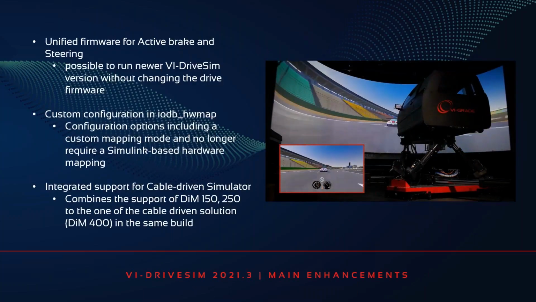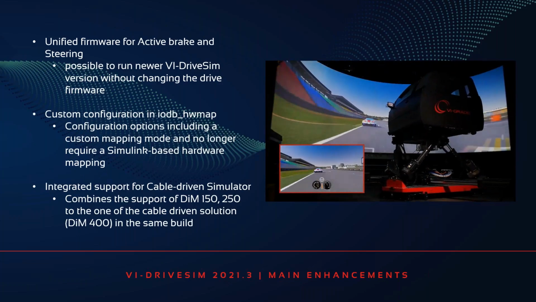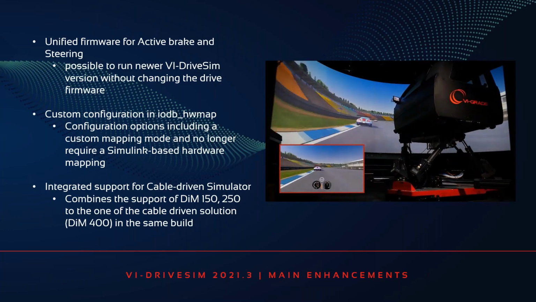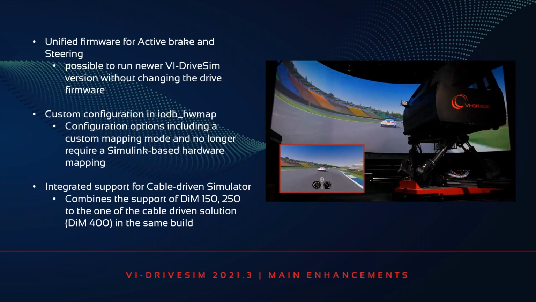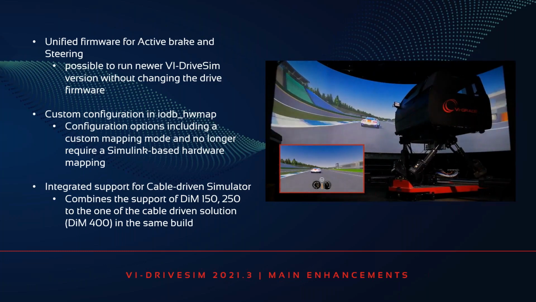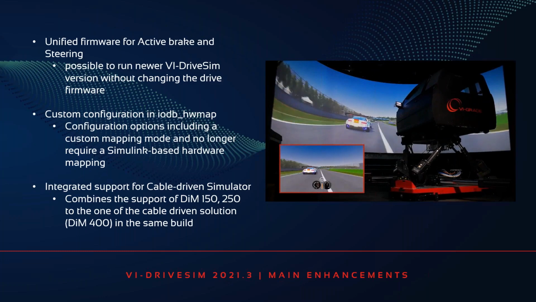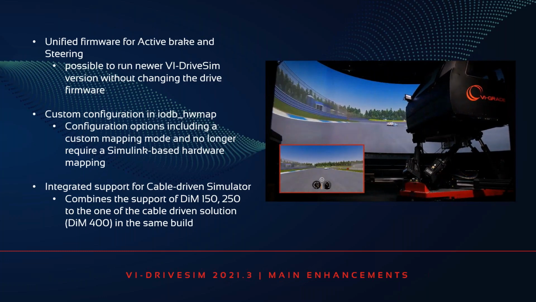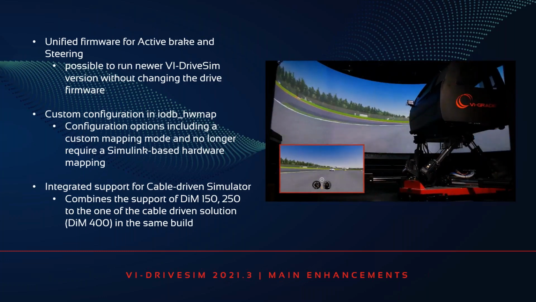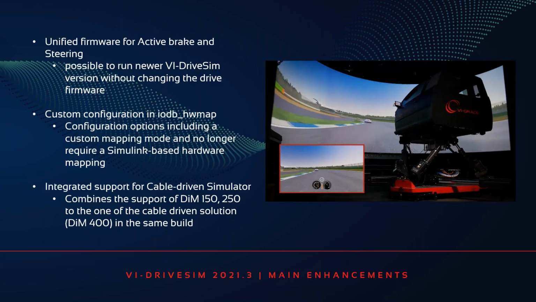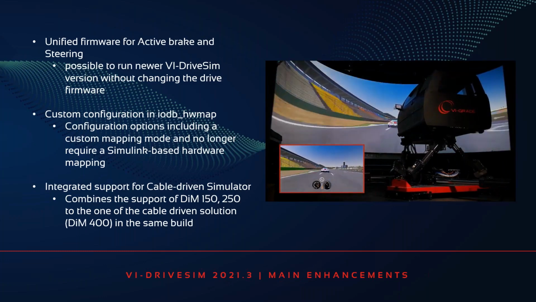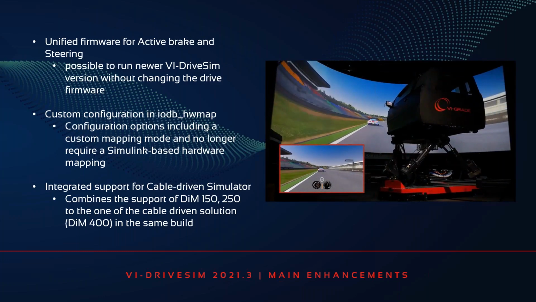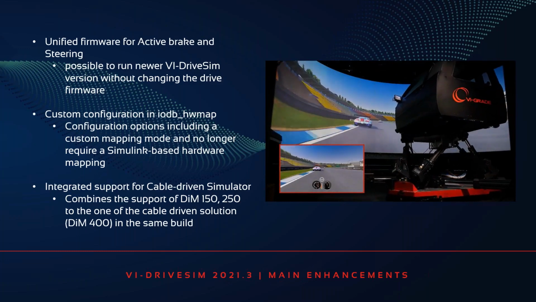Some areas of continued investment and improvement in VI-DriveSim: The firmware is updated for active brake and steering to enable newer DriveSim versions to be implemented without changing the driving firmware. A new custom mapping mode for the IODB hardware map has been added that removes the need to build a Simulink-based model for the hardware map. And integrated support for cable-driven simulators is now done, so that a single build across the full lineup of DiM simulators can be used where that was separate before.